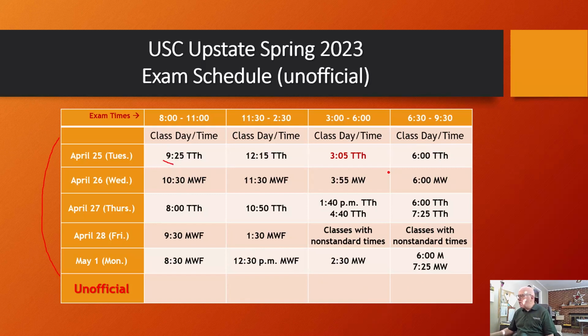So for example, ours, let's see, where are we? Right here, on the first line. So if this is correct, if they don't change it, on April 25th, which is a Tuesday, you'll come to our regular classroom, Lodge 256, and from 3 to 6, you'll have your final exam.